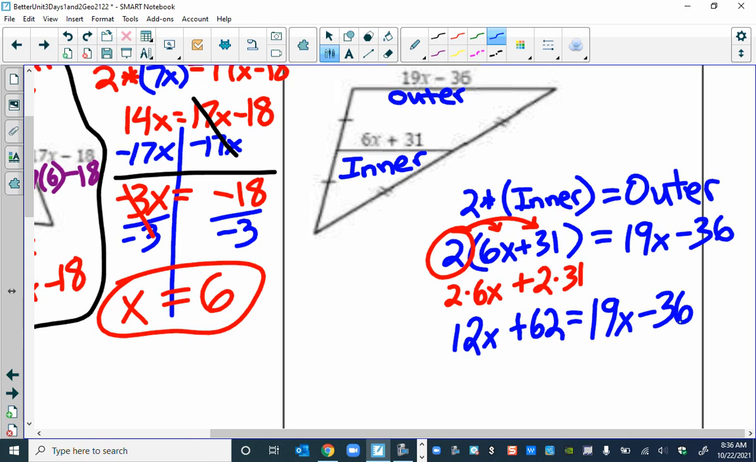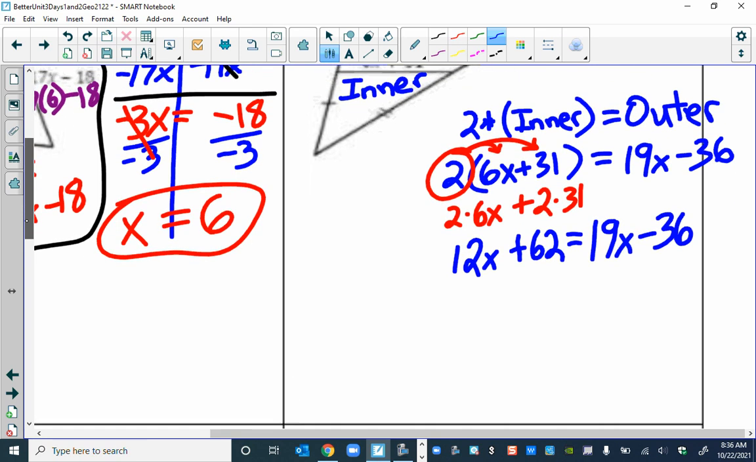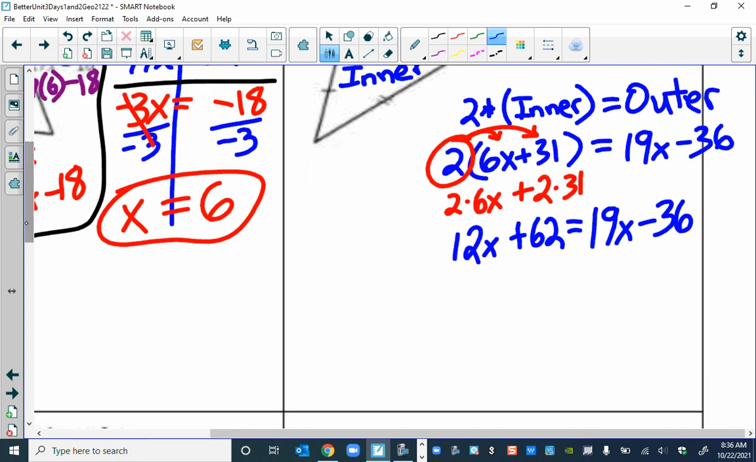Now from here, we're going to have to do some moving around. So the 12x plus 62 equals 19x minus 36. Now, the good news, the first step is a free step. Because we can't combine the 12x and the 62, right? We can't combine those 2 terms? No. Can we combine the 19x and the minus 36? No. Somebody has to move.